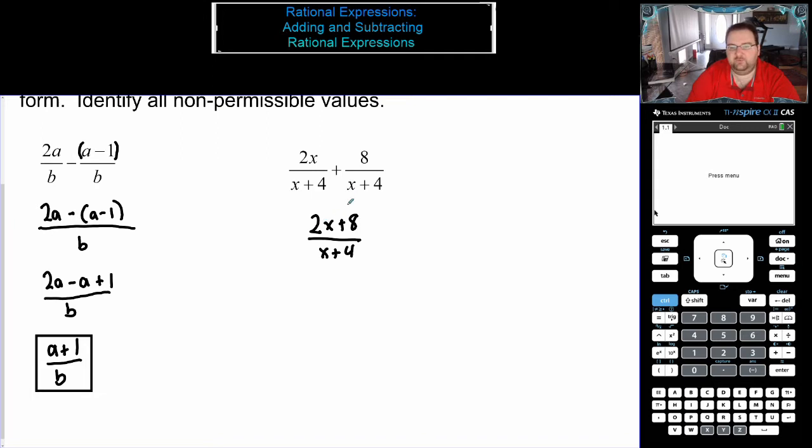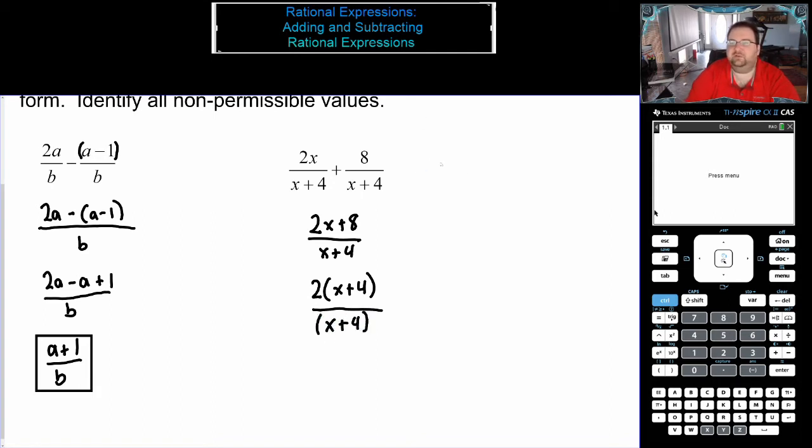So now I have 2x plus 8. I'm going to factor out a 2 from there. So what does that leave me with? X plus 4. 2 times x is 2x. 2 times 4 is 8. So these are equivalent expressions. This one's just simplified, and this is going to be over x plus 4.